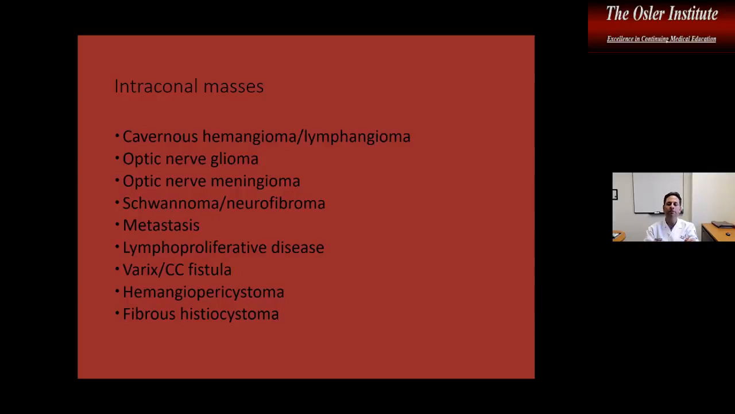Treatment for optic nerve sheath meningioma is 3D stereotactic radiation, as opposed to sphenoid wing meningioma, which is surgical resection. Optic nerve gliomas are more common in NF1, and about half of patients with optic nerve gliomas have NF1. So schwannoma and neurofibroma, as we discussed, are the main differential of a cavernous hemangioma as a round, discrete intraconal mass.